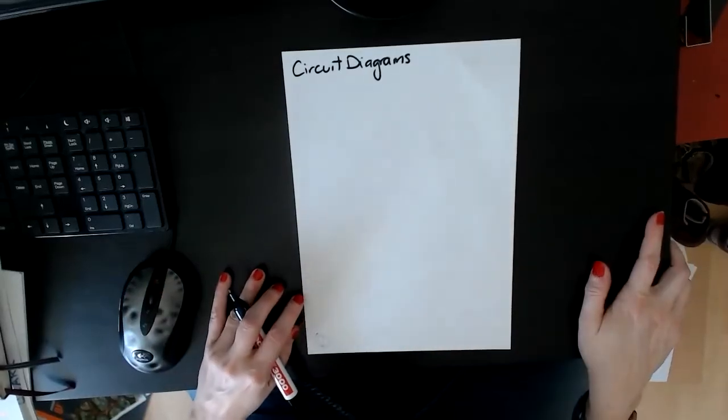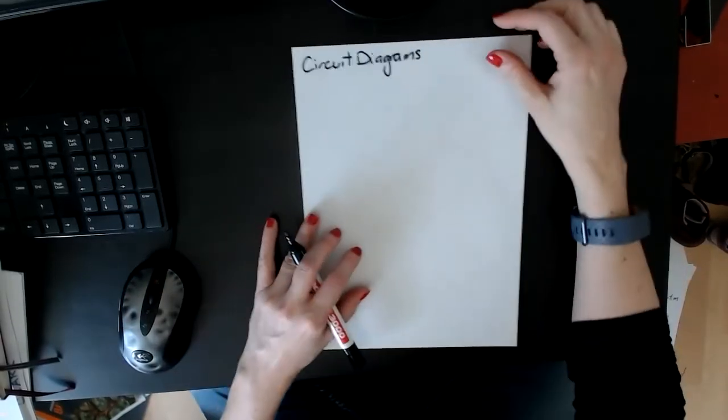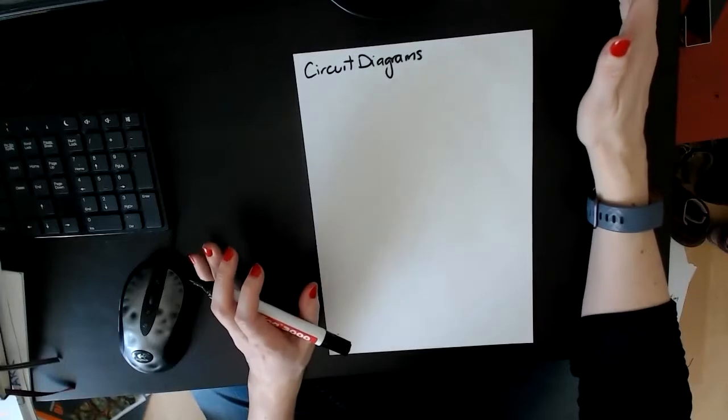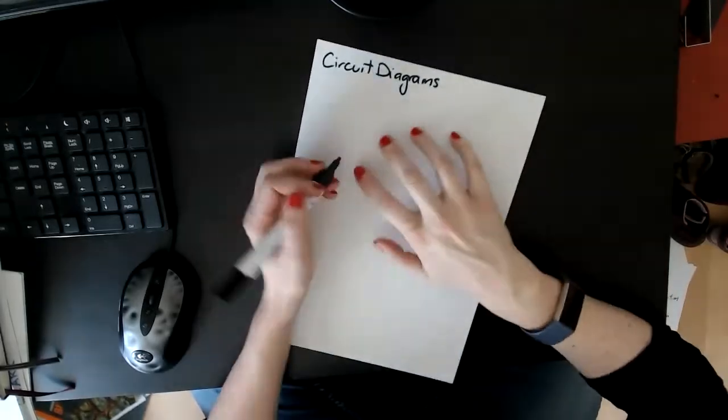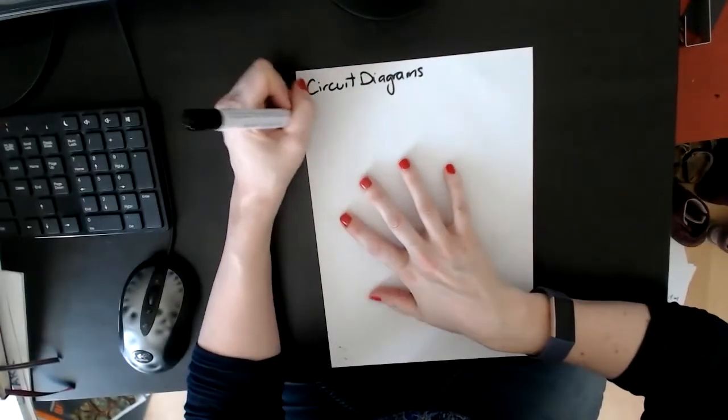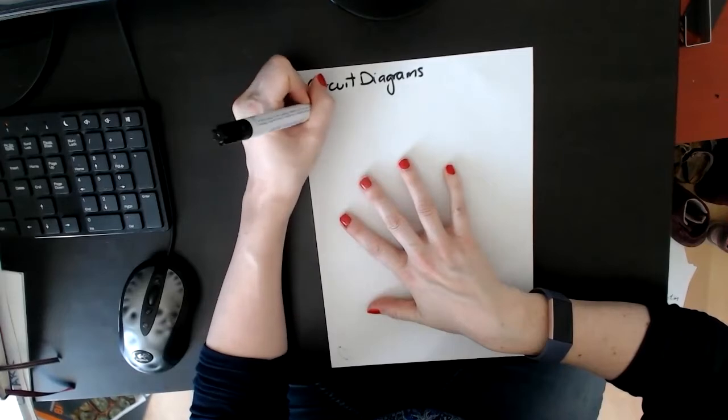In circuit diagrams, there are several basic symbols that you need to know and have memorized. Any special ones they will give you. So let's talk about some of the basics. One of the basic ones obviously is for a battery or a cell.